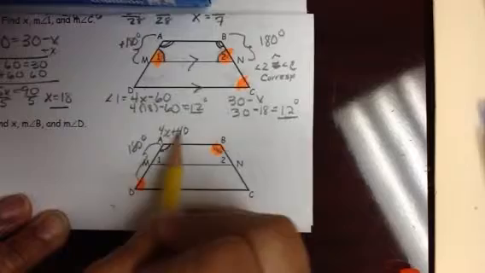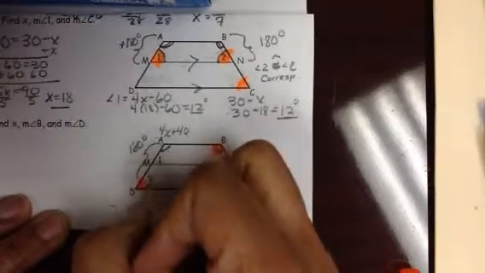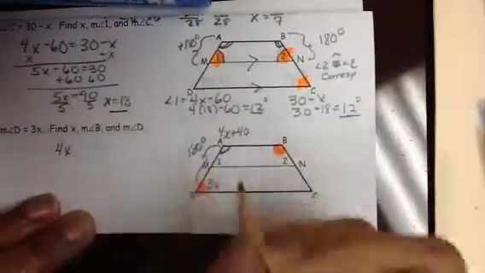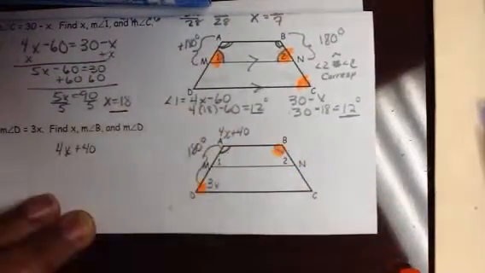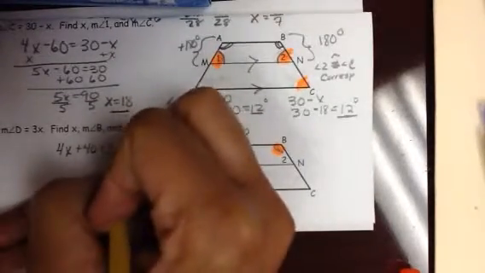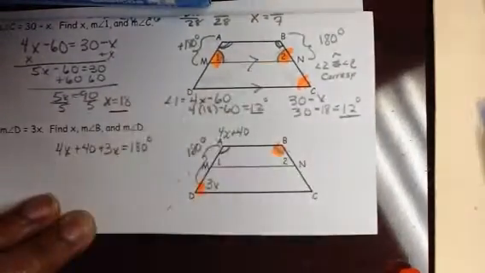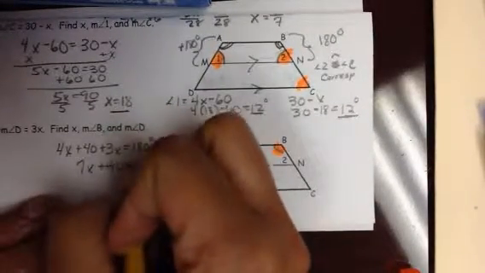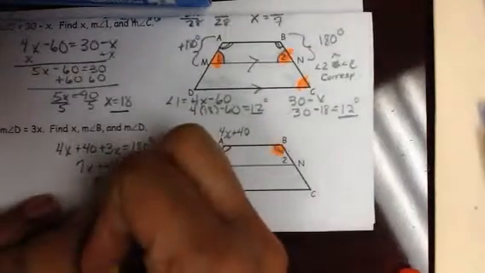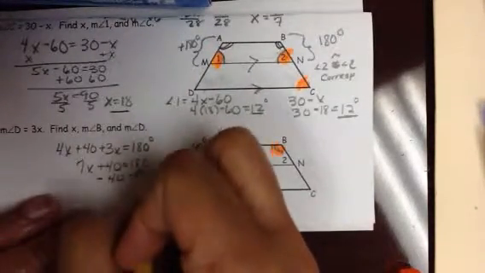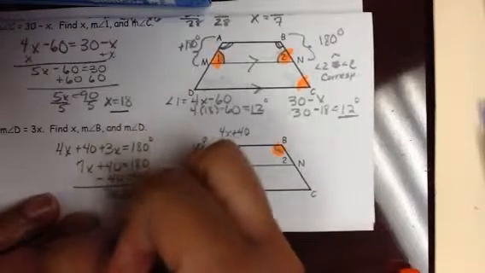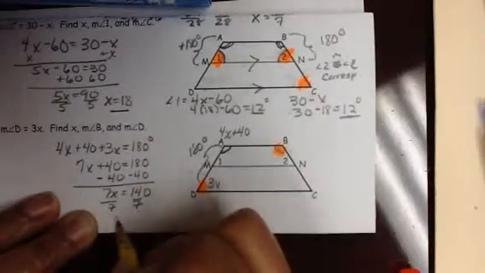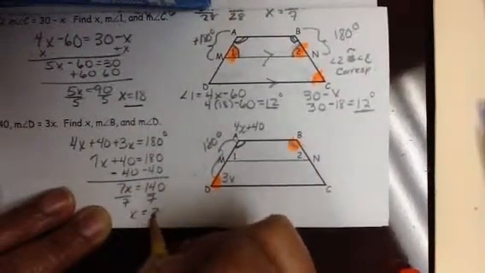So these two angles, 4x plus 40 plus D, which is 3x, must add to 180. So 4x plus 40 plus 3x has to equal 180 degrees. Or 7x plus 40 has to equal 180. Subtract 40 from both sides. So 7x has to equal 140. Divide by 7. So x has to equal 20.